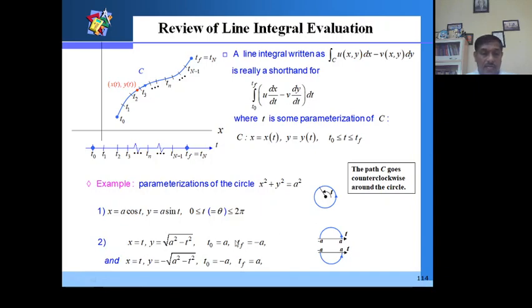In exactly the same way, another example is related to this. You can see this is part of a circle, the upper half of a circle, a semicircle from a to minus a. Then we can take x is equal to t and y is equal to root of a square minus t square, with t naught equal to a and tf equal to minus a. Similarly, for the lower half, x is t and y is equal to minus root of a square minus t square, with t lying between minus a to a. These are some examples related to parameterization of a circle.